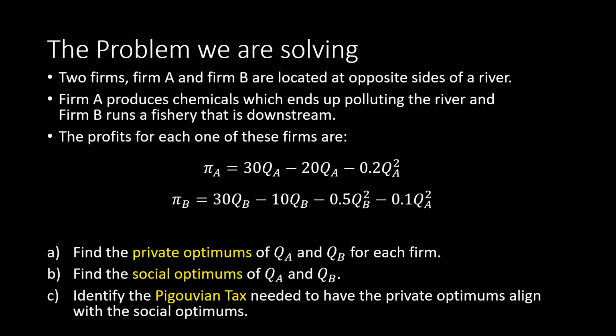The profits for each one of these firms are going to be given by the following functions. We're tasked with finding the private optimums of QA and QB of each firm. We're going to identify the social optimums of QA and QB, and then we're going to identify the Pigovian tax, which is needed to have the private optimums align with these social optimums.